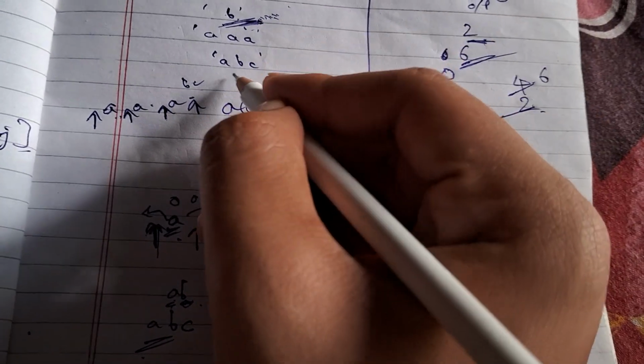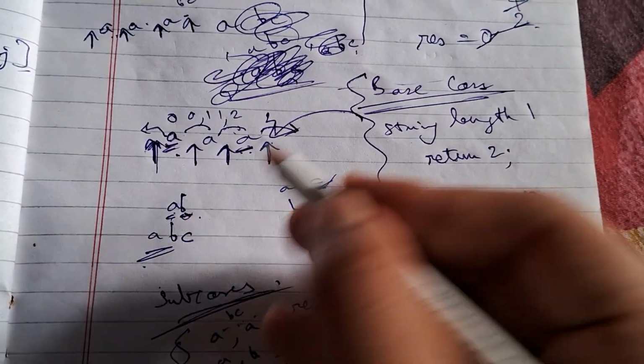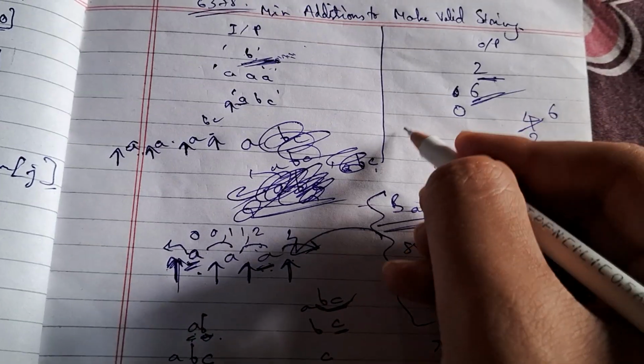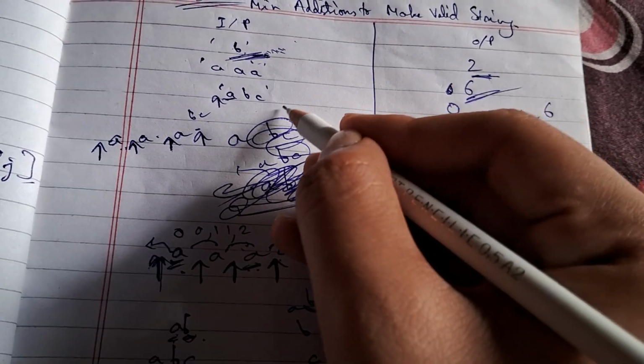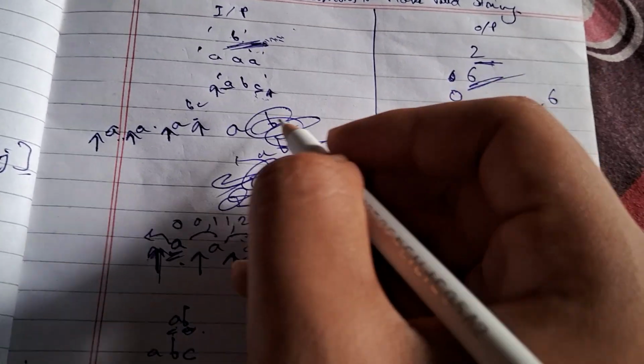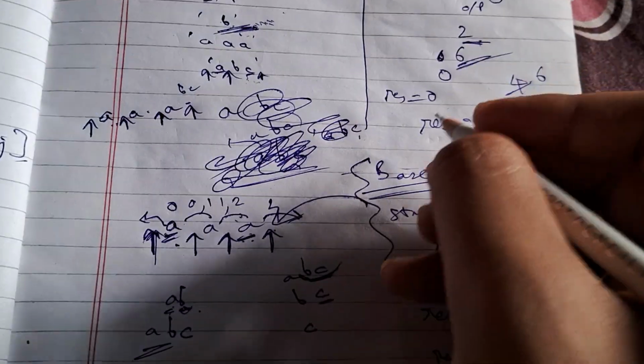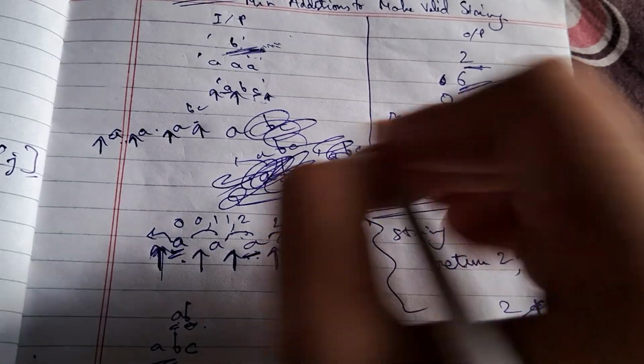For ABC, for the first position, it is A. So do we need to add anything? No, we don't need to add anything. So result remains 0. And the last position is C. Do we need to add anything? No, we don't need to add anything. So result remains 0. For this A and B, what is between A and B? A and B, result plus 0. So it becomes 0 only because it is plus 0.